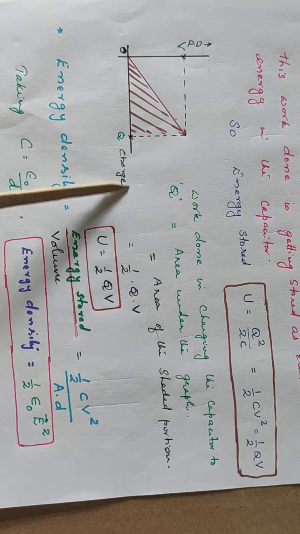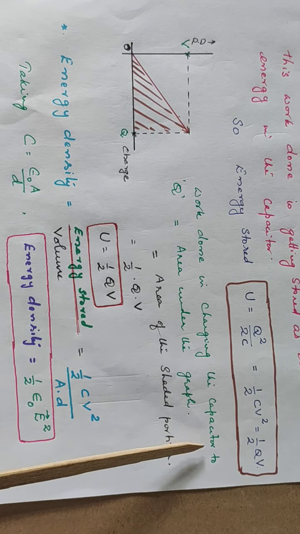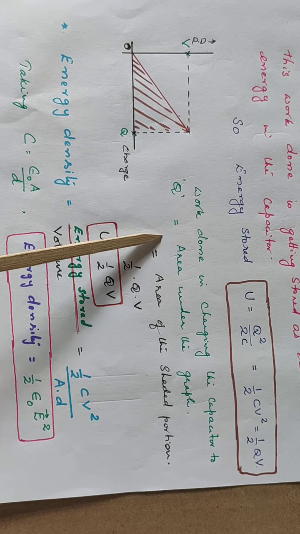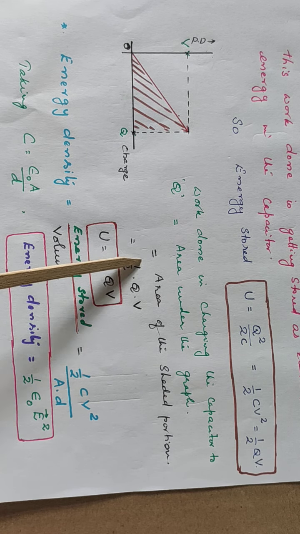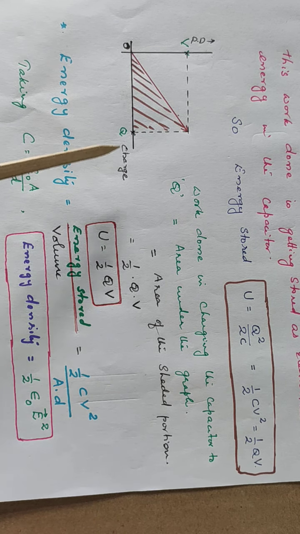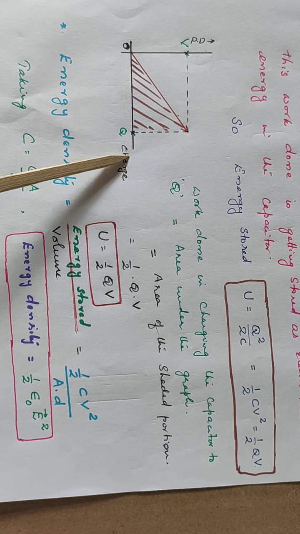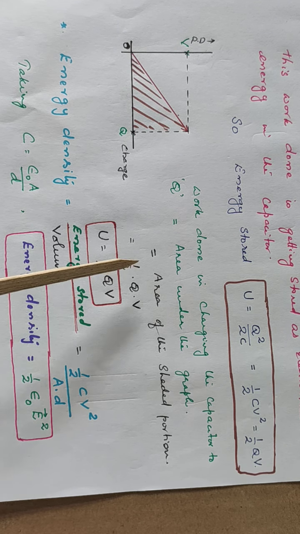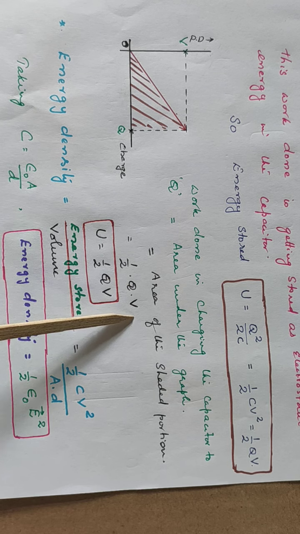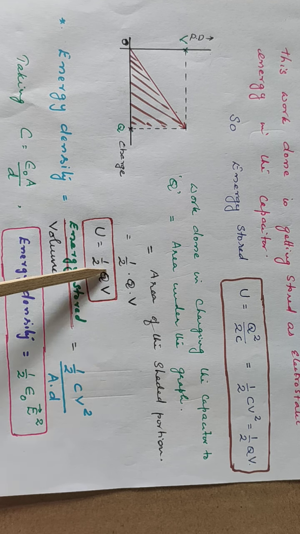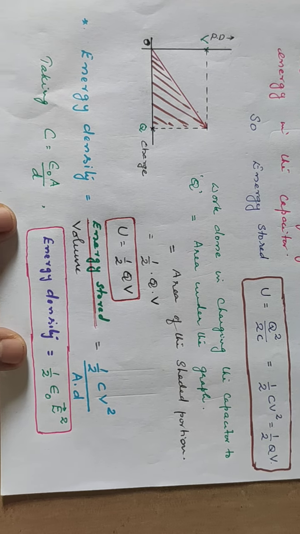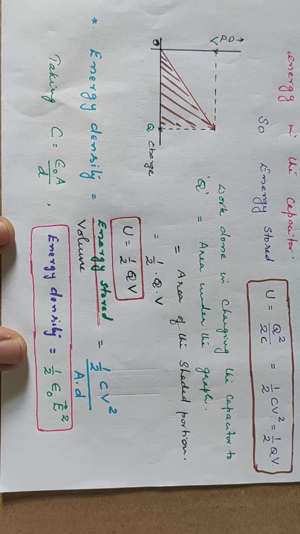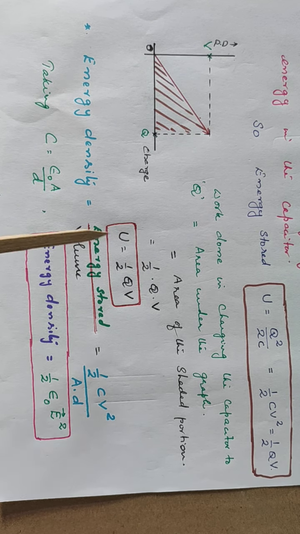Now, here the work done in charging the capacitor is equal to the area under the graph. That is the area of the shaded portion, this part of the graph, which is equal to half into Q into V. So, energy is equal to half QV. Directly we can get it. Now, let us go to another important result, that is energy density.